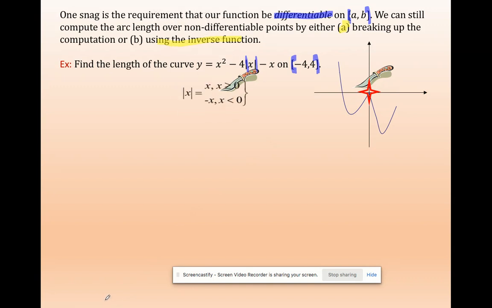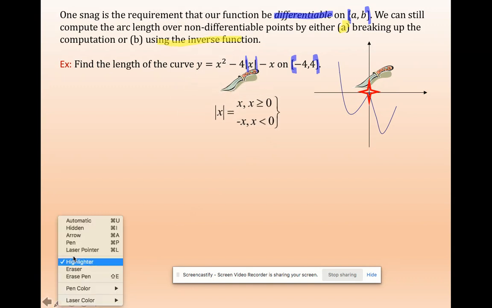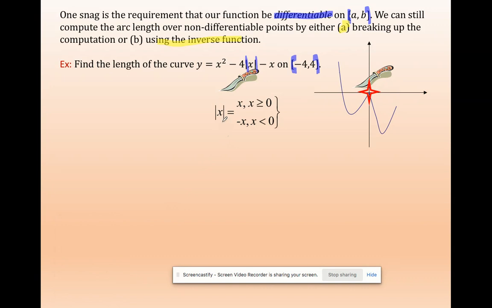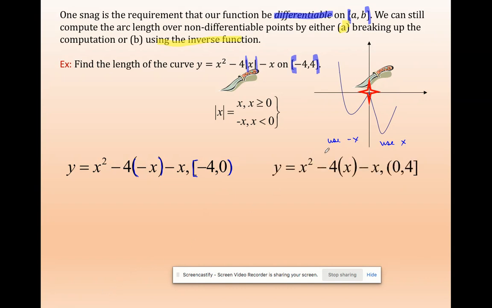You have to remember that absolute value is actually a piecewise function. And it's a piecewise function where you can get rid of the absolute value sign and just use x as long as x is positive. You can get rid of the absolute value and use negative x when x is negative. So I took my expression, I dropped absolute value, and I used negative x from -4 to 0. I dropped absolute value and used positive x where my x's were positive.